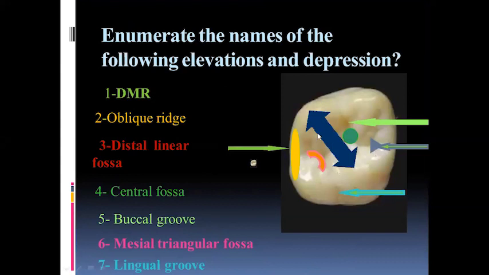This is the occlusal table. Four major cusps are present. Number one is the mesiobuccal cusp. This is the distobuccal cusp, mesiolingual cusp, and distolingual cusp, and the fifth is the cusp of Carabelli. The mesiolingual cusp is the largest cusp, the second largest is the mesiobuccal, third is the distobuccal, fourth is the distolingual, and fifth is the cusp of Carabelli.